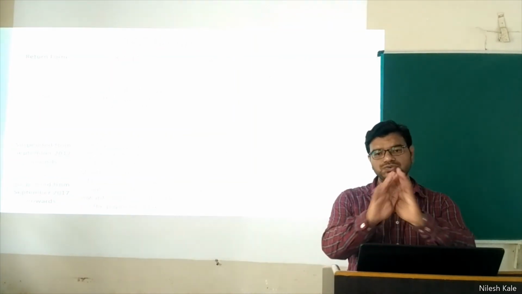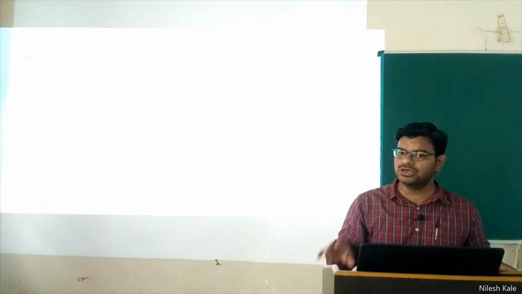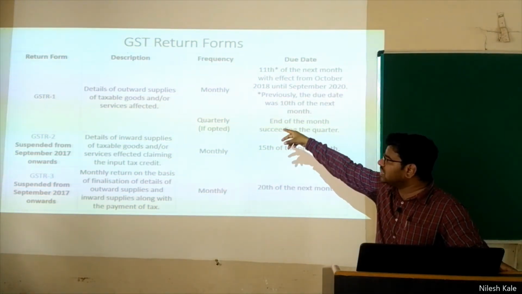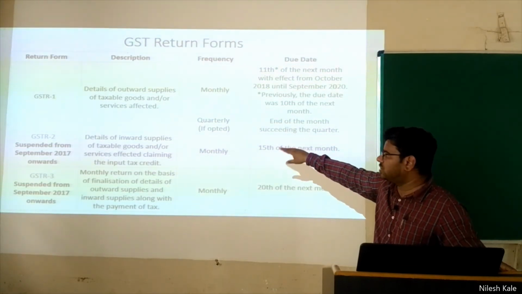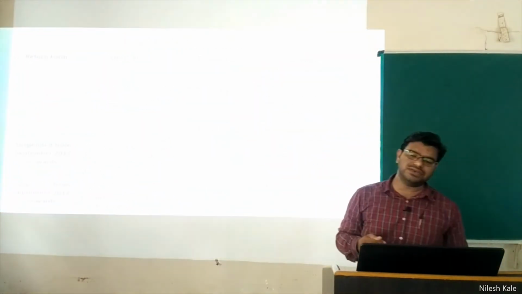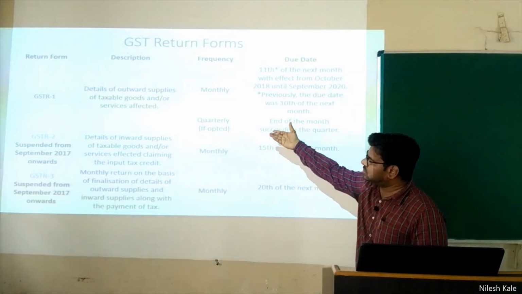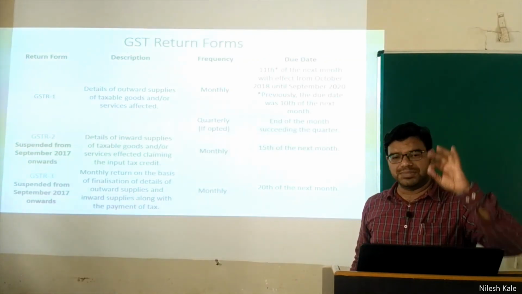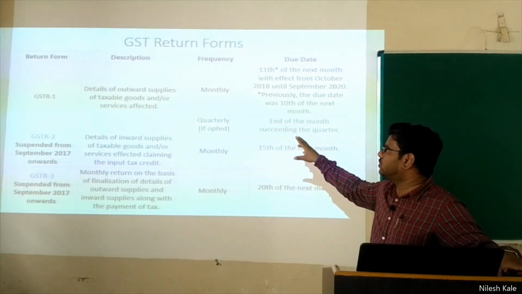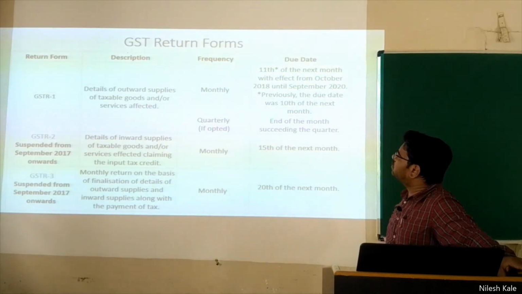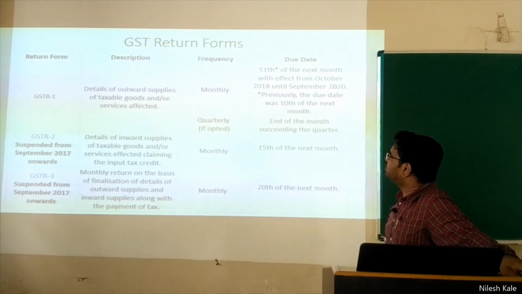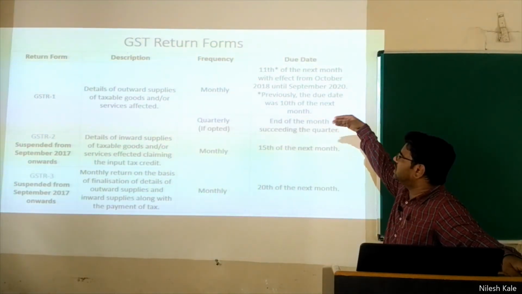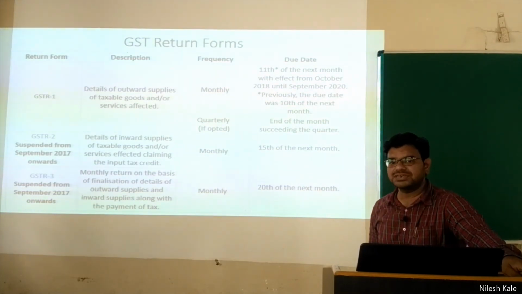GSTR1 is for outward supplies. Whatever outward supply you make, you have to utilize GSTR1, okay? You have to file that every month. Quarterly, if you opt for quarterly payment, then yes, you have to use it quarterly, otherwise monthly you have to file. Normally in 99% of cases, monthly you have to file this GSTR1, okay? Now 11th of the next month, with effect from October 2018 until September 2020, and up to this month, September 2020, 11th of the next month will be your filing date, right?